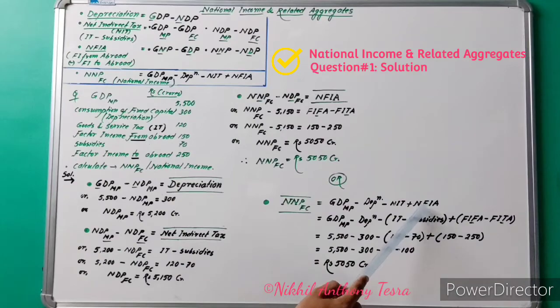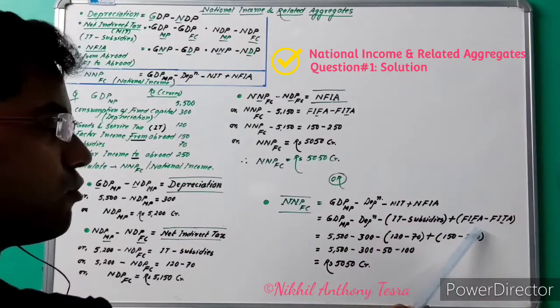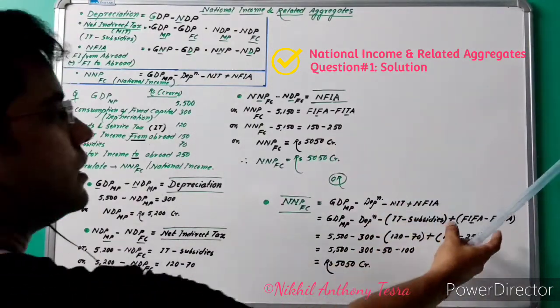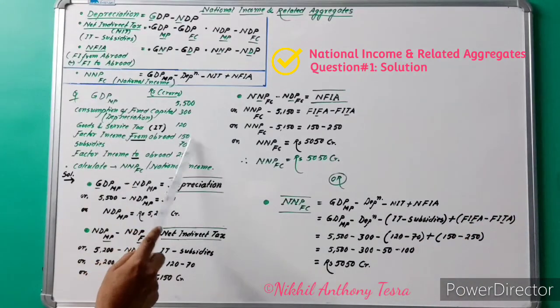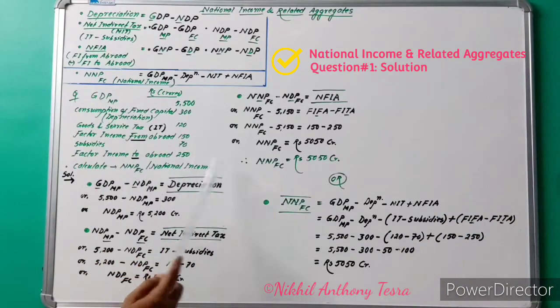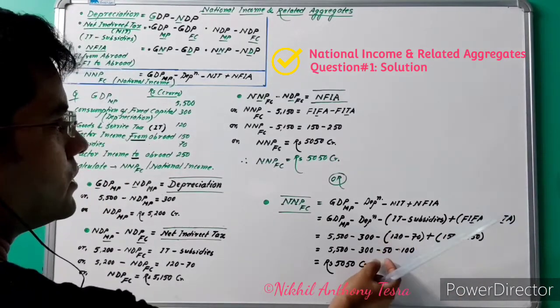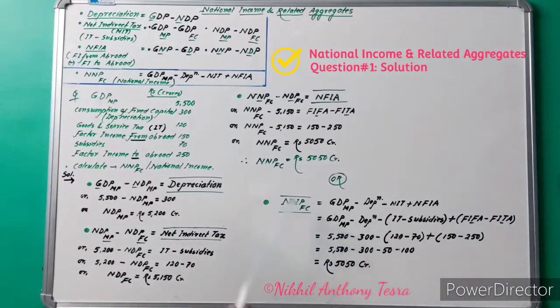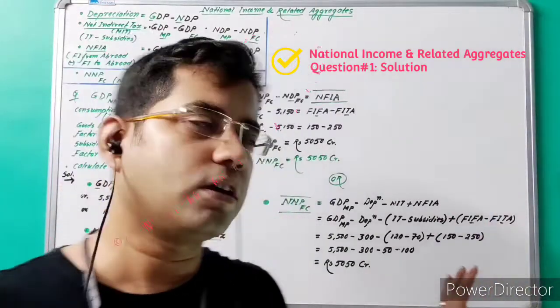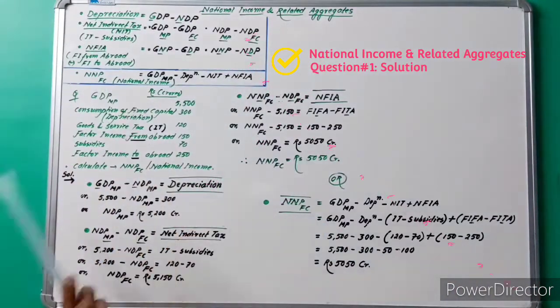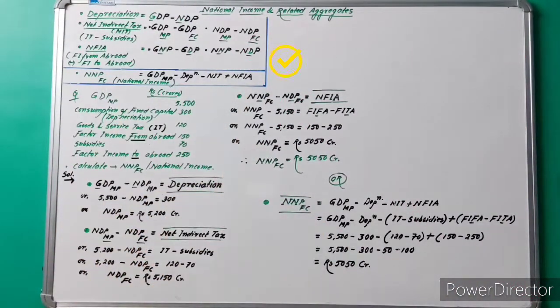Net factor income from abroad is factor income from abroad minus factor income to abroad, in brackets. Now factor income from abroad is 150 and factor income to abroad is 250. So in brackets the difference is minus 100, and the other difference is 50. 5,500 GDPmp is already there. Depreciation 300 is already there. You calculate this one, NNPFC, and directly you will get 5050 crores. Okay friends, so by this method also you will get the same answer, applying the other formulas as well.